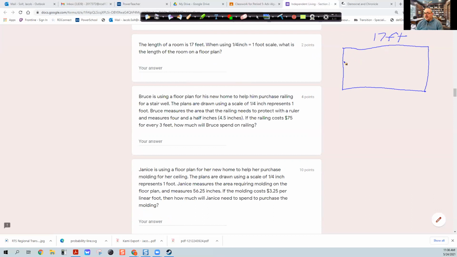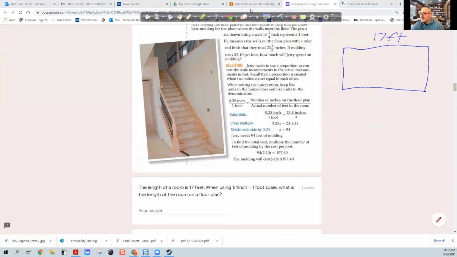The scale on the diagram is 1/4 inch equals 1 foot. All right, can you put that into a proportion? 1/4 inch equals 1 foot. Maybe use the previous example as a reminder for how to do that.